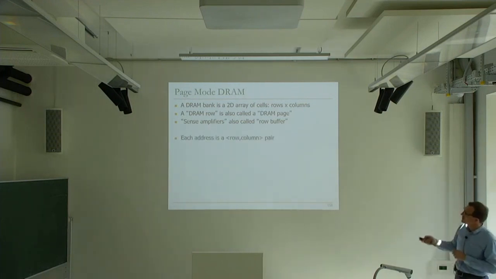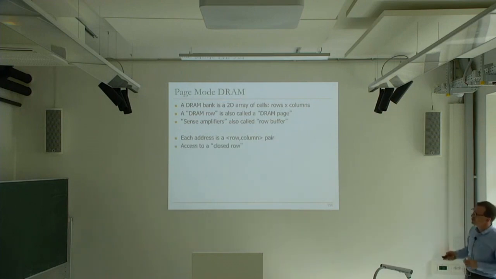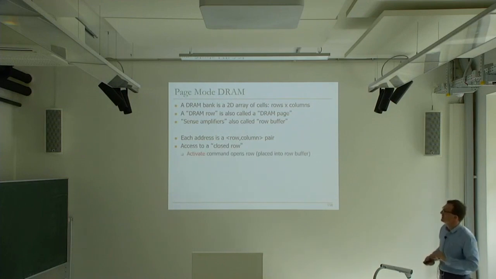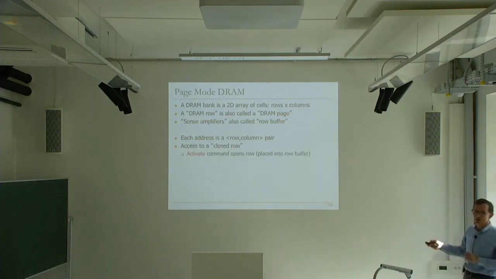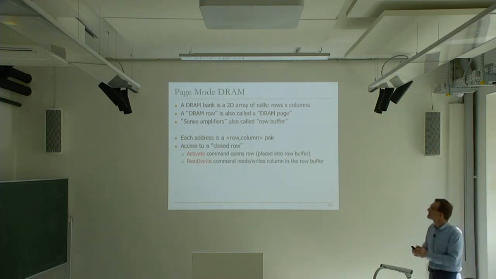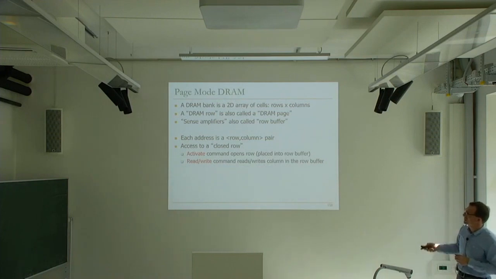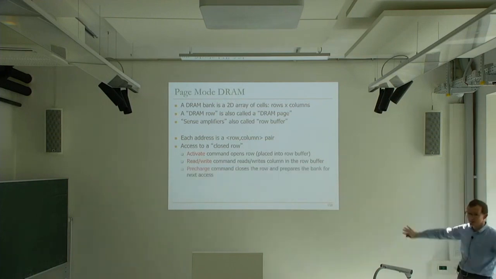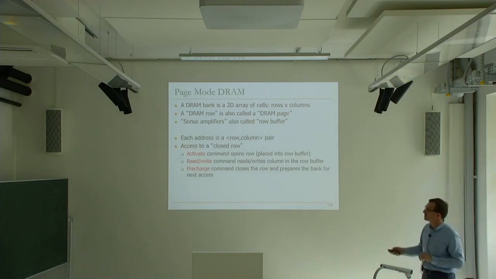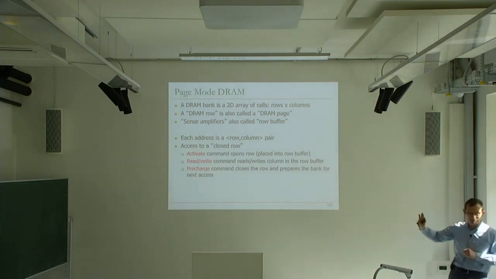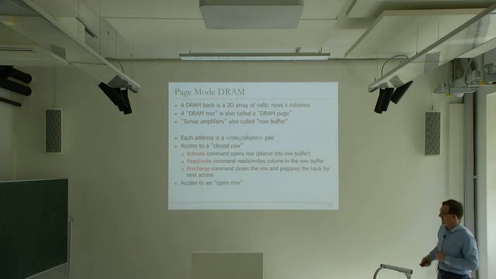Each address that you get is a row-column pair, and for access to a closed row, meaning the row is not open in the row buffer in the sense amplifiers, you need to activate that row first, which places the row into the row buffer. And then you can issue read and write commands, which give you reads and writes to the columns in the row buffer. And then once you're done with those accesses, you precharge the array. Essentially, you send a precharge command that closes the row and prepares the bank for the next access. We're going to go through an animation of this.